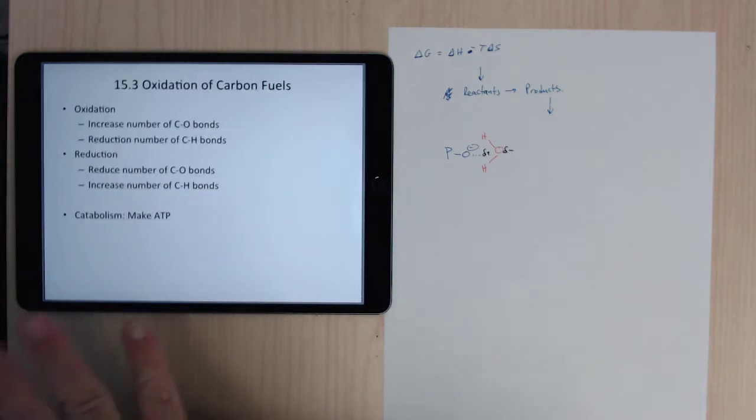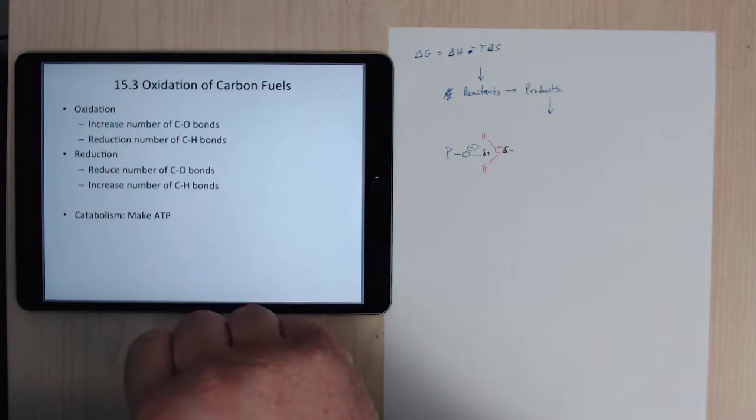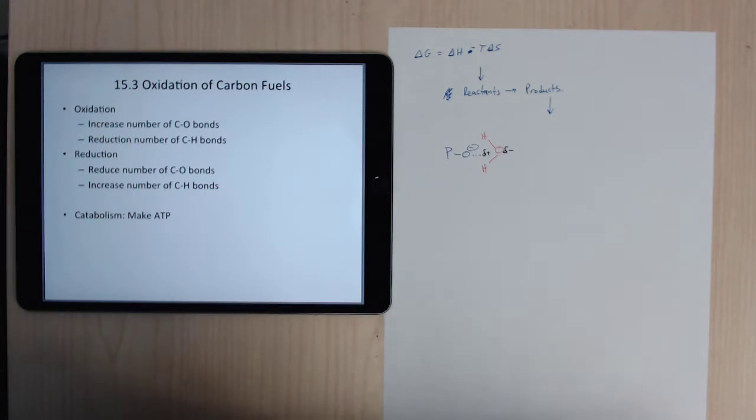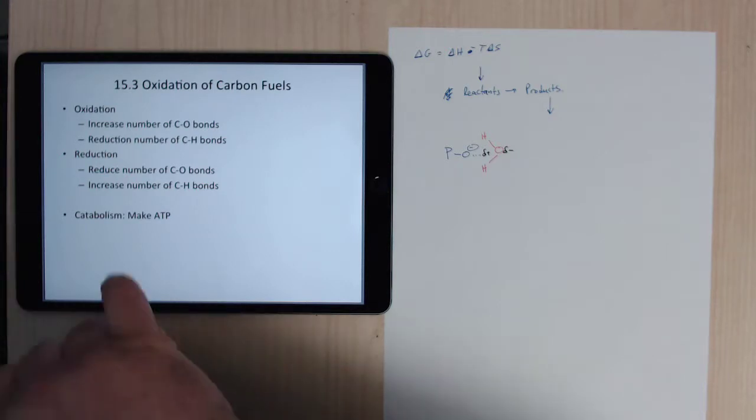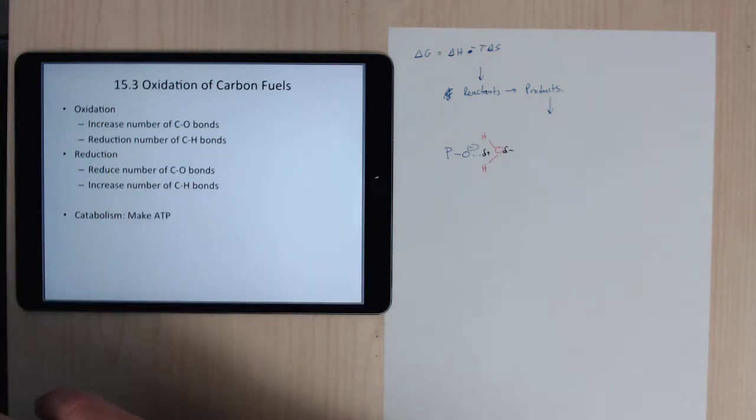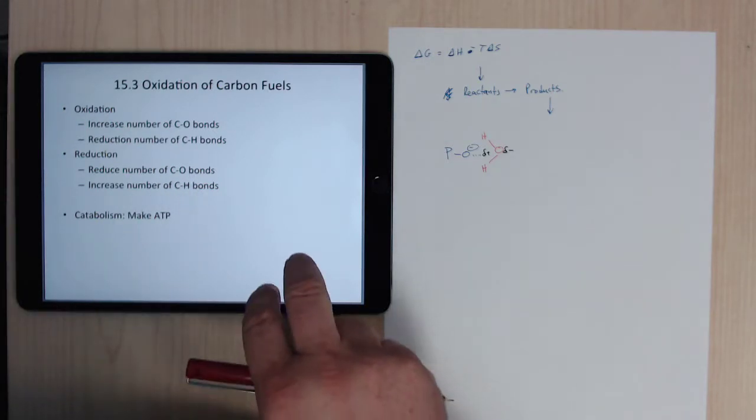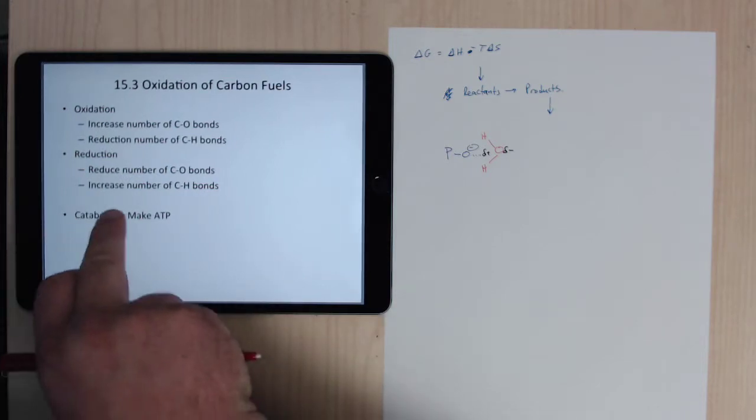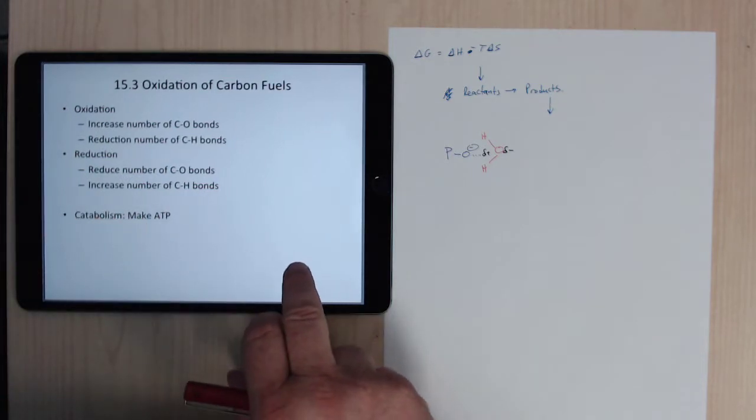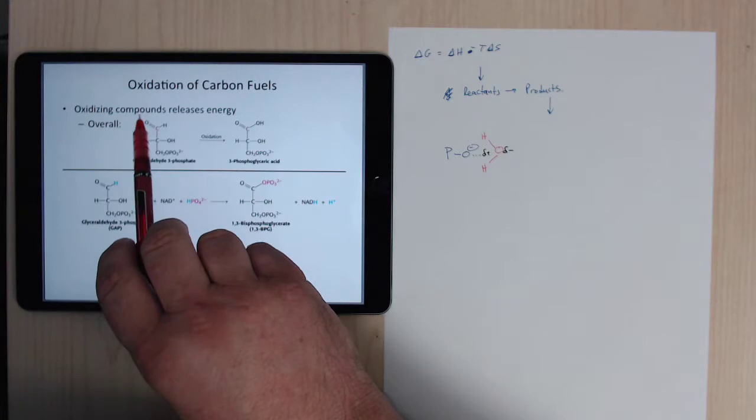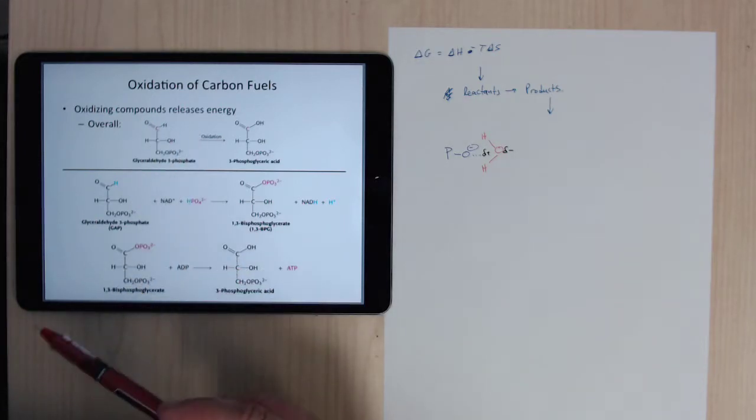Okay, so in general, oxidation is going to be increasing the number of CO bonds, and usually that comes at the expense of CH bonds. Reduction is just the opposite. We're going to be reducing the net overall amount of CO bonds within the molecule. And also catabolism, right? It usually makes ATP. So oxidation of fuels is usually what drives this.